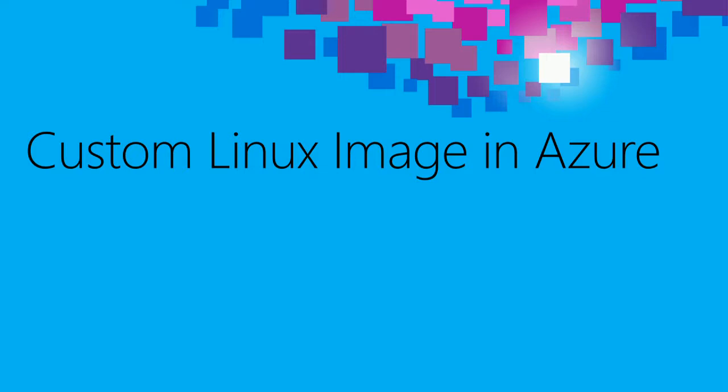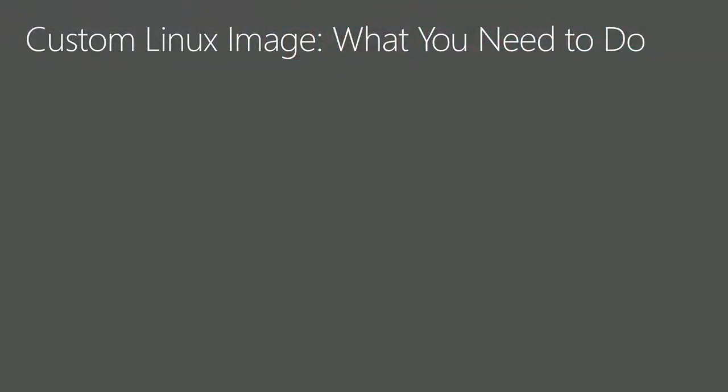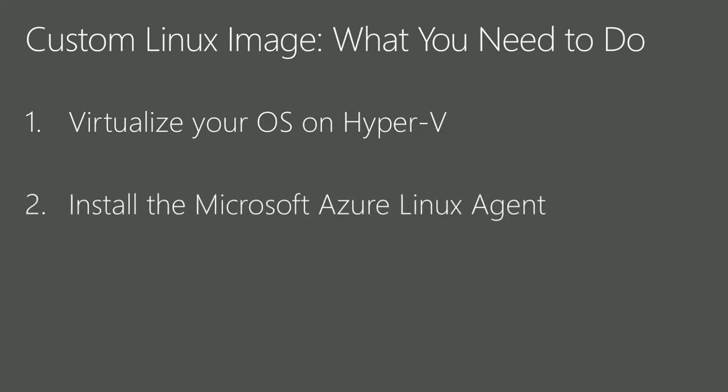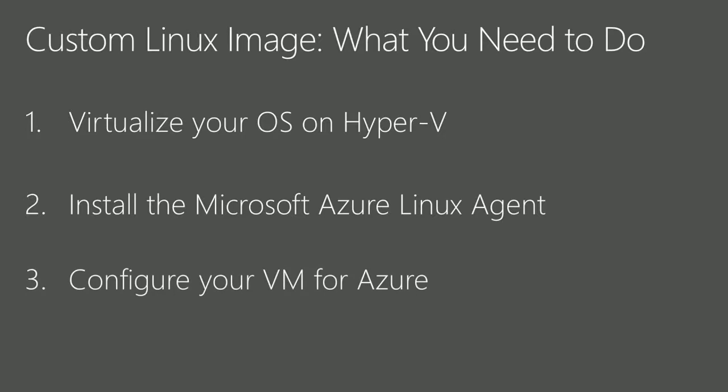For the next couple of slides, I'm going to spend the time to go step by step through how you do that. In order to get your custom image up and running, there are really three steps. First, you need to get your OS virtualized. Then you need to make sure you have a Linux agent, which I'm going to talk about in detail, what exactly that is and what it does. Then finally, you just need to configure your VM for Azure. So three simple steps, and I'll go through each one. First is virtualize, then you install this agent, then you configure your VM.